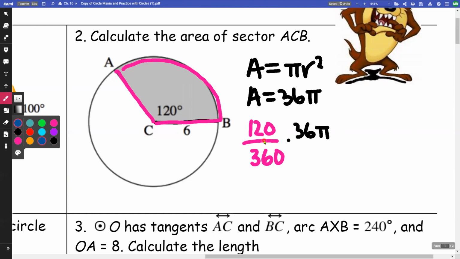And I can do a little simplifying here. Those are going to cancel out. I end up with 36 and 36. So my answer, the area of the sector, okay, is going to be 12 pi.